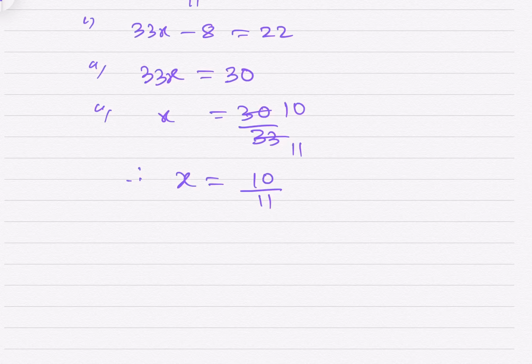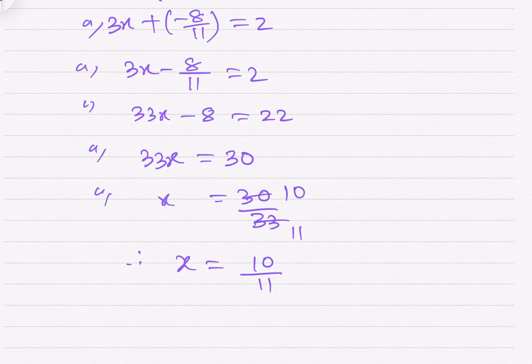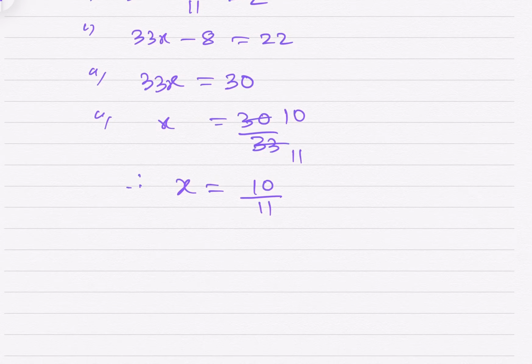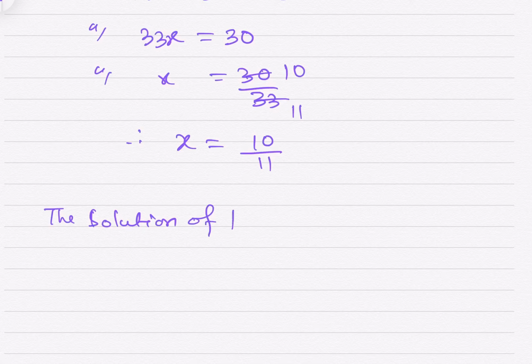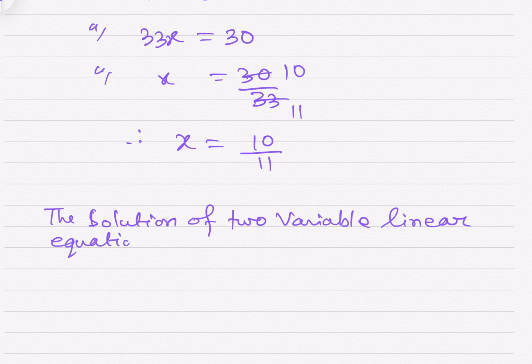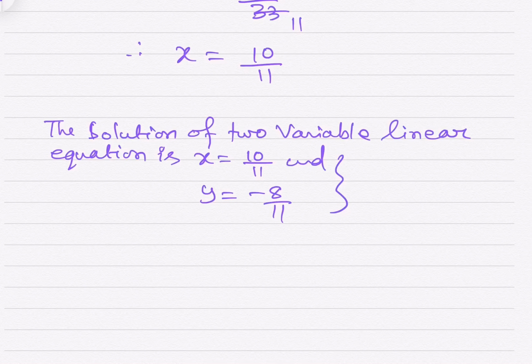So we get two variable values: x equals 10 by 11 and y equals minus 8 by 11. So the solution of the two variable linear equations is x equals 10 by 11 and y equals minus 8 by 11. So this is our final answer.